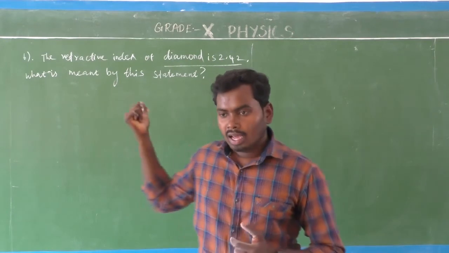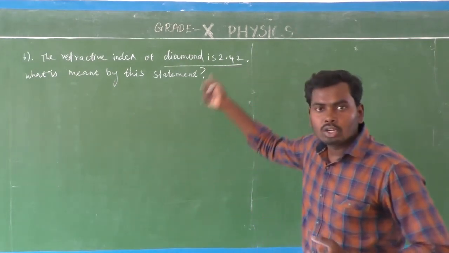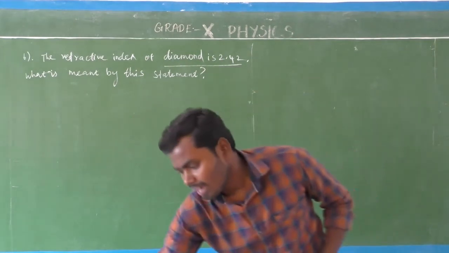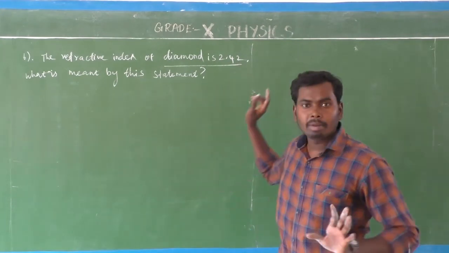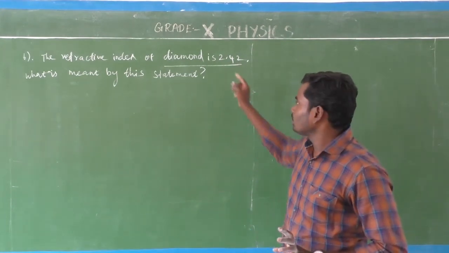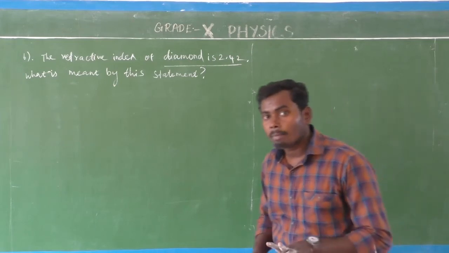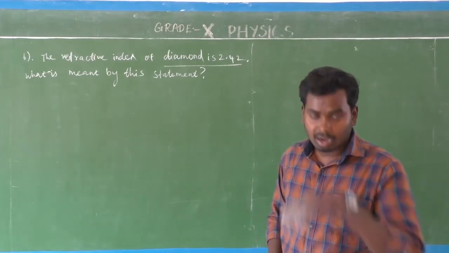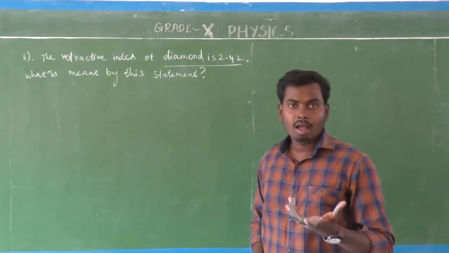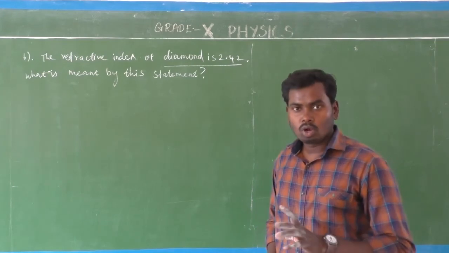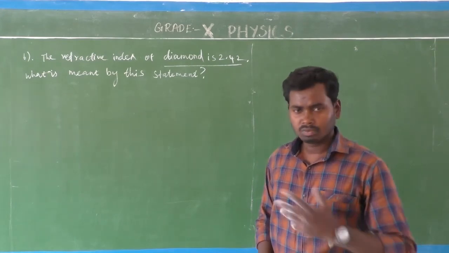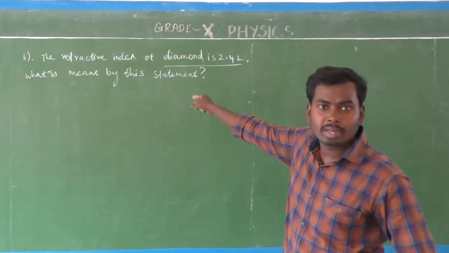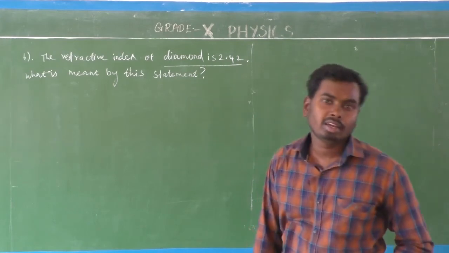Here, when light goes from air into diamond medium, what will happen to the speed? Speed decreases, because diamond is a denser medium and air is a rarer medium. So when light goes from a rarer medium to a denser medium, the speed decreases. How many times? 2.42 times the speed decreases, isn't it?